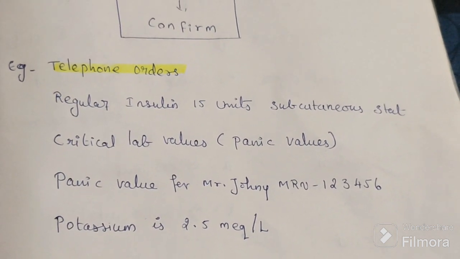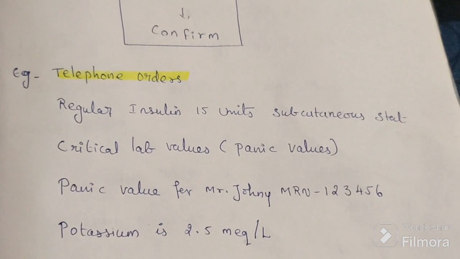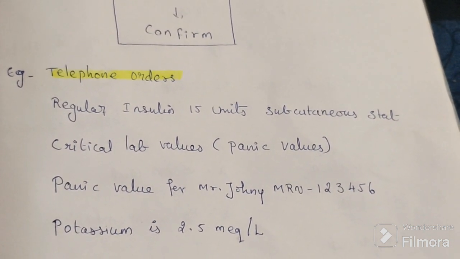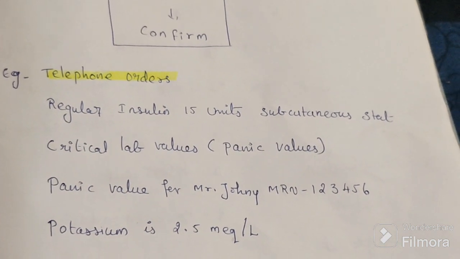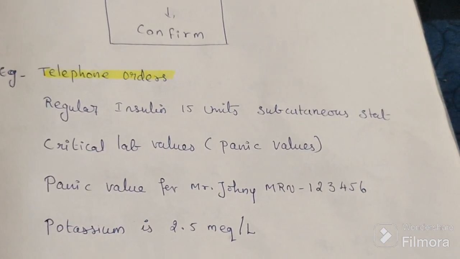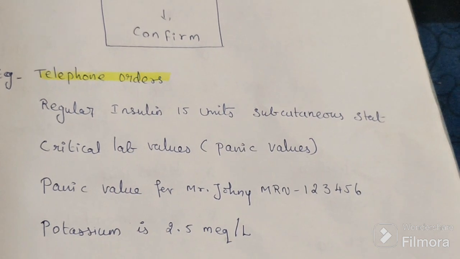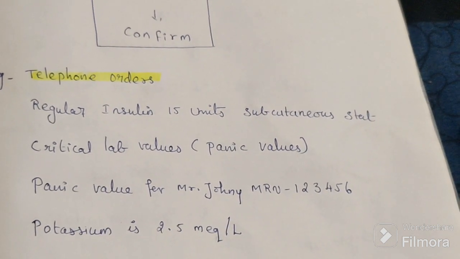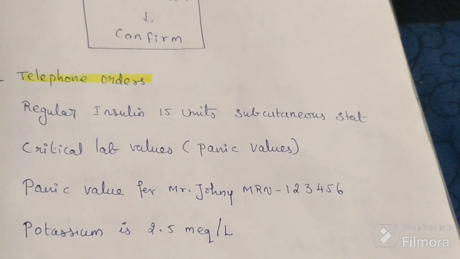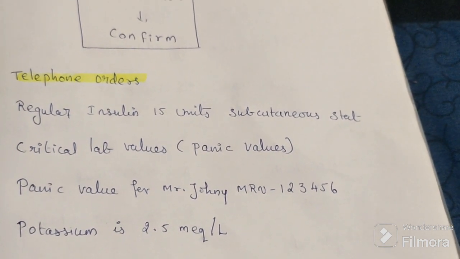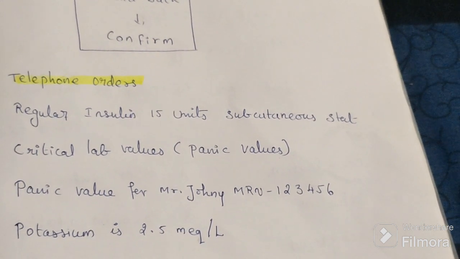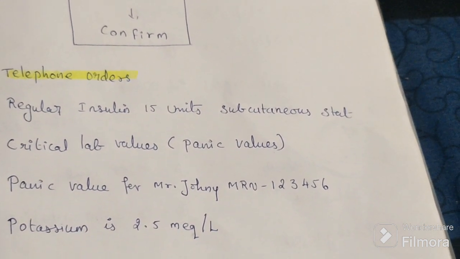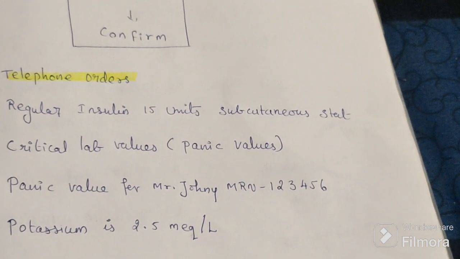As the doctor is performing a procedure at the bedside, he cannot come at the moment to write the drugs. So he is giving you a verbal order through the telephone to give regular insulin 15 unit subcutaneous stat. As per the protocol, you have to write down the order first, then read back.